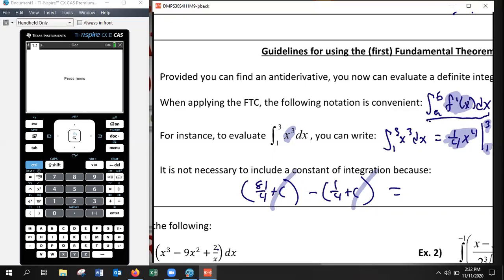The reason why we don't have to include the c has to do with the idea that if we take the antiderivative, and we can see it right here, if we take the antiderivative and we include that plus c, what will happen is we'll take c minus that same c, which cancels itself out. So it's a great idea to want to keep it in mind, but it's not really necessary because those constants are going to cancel each other out.